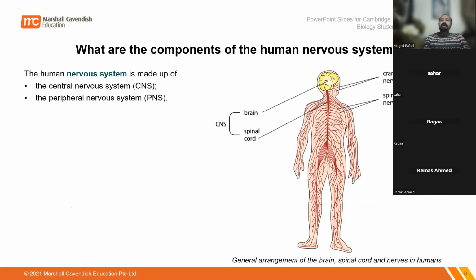As you can see now, we have a central nervous system. Central means the basic nervous system that we cannot live without.